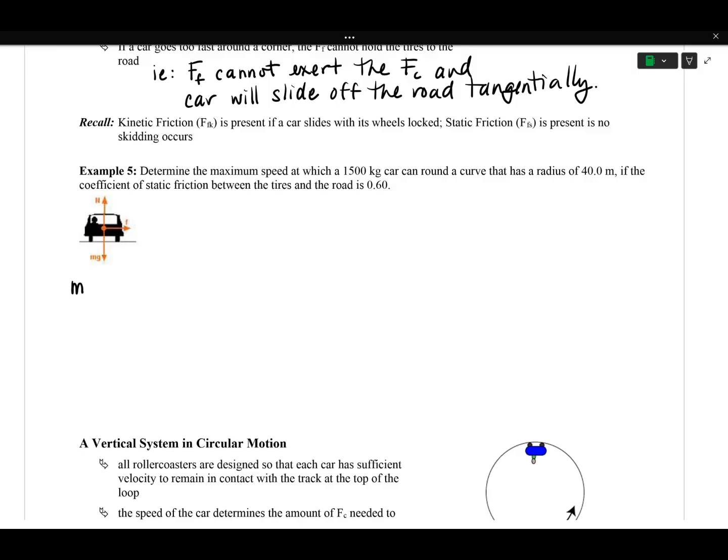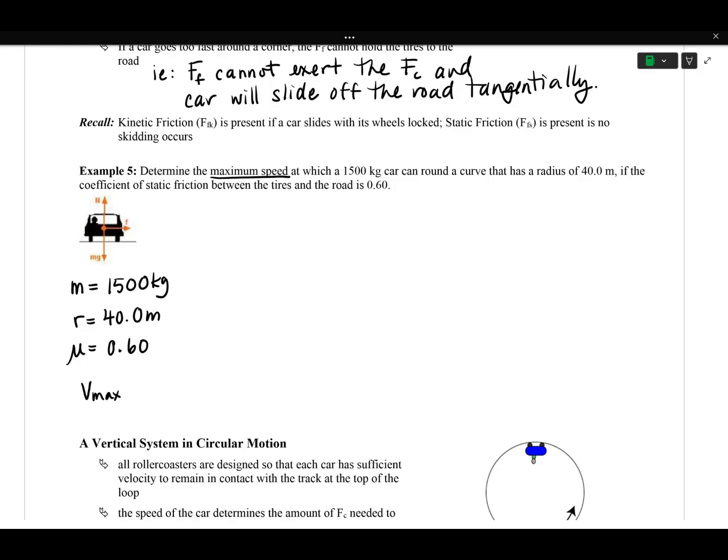Okay, so for this one, I'm going to write down what we know. I have a mass of 1,500 kilograms. I have a radius of 40.0 meters. And I have a coefficient of friction of 0.60. We want to solve for the maximum speed.